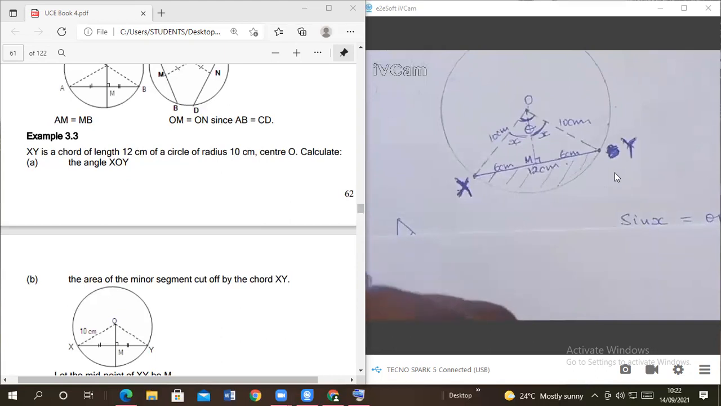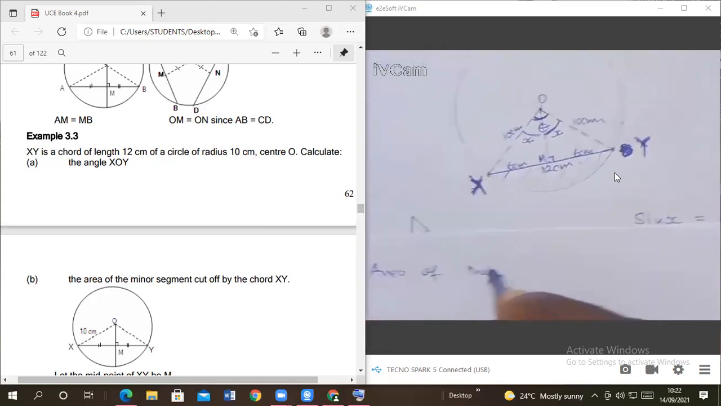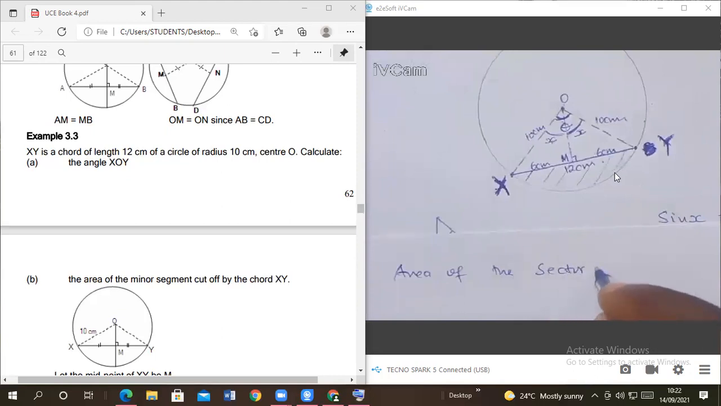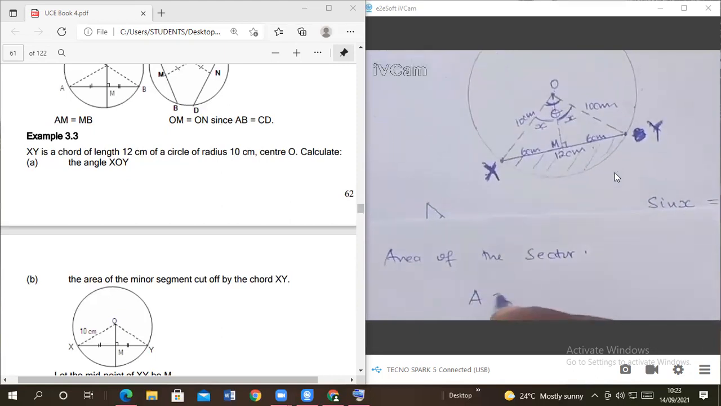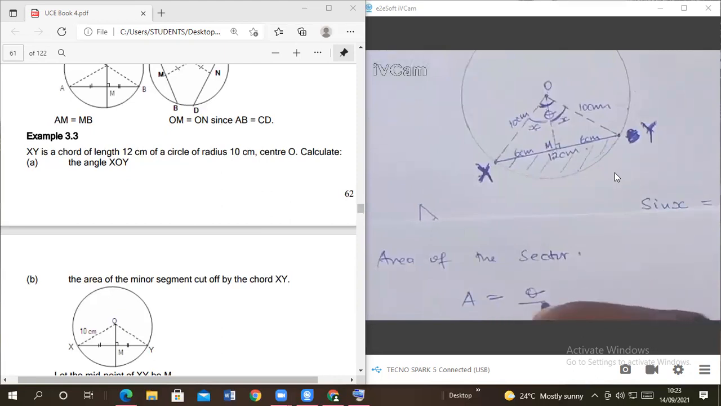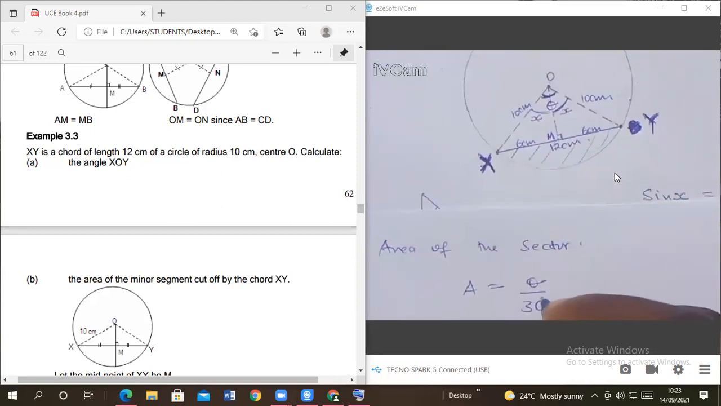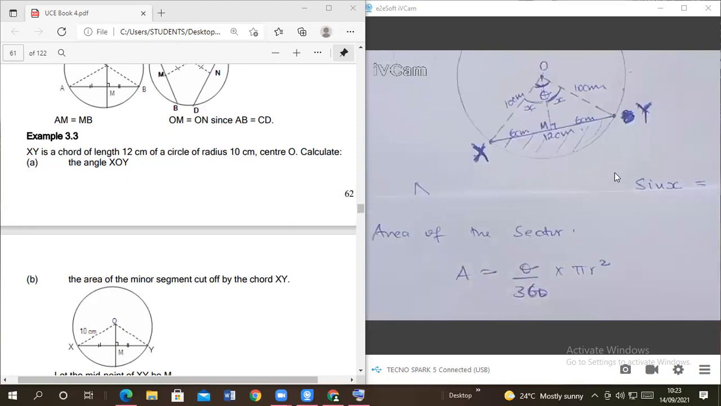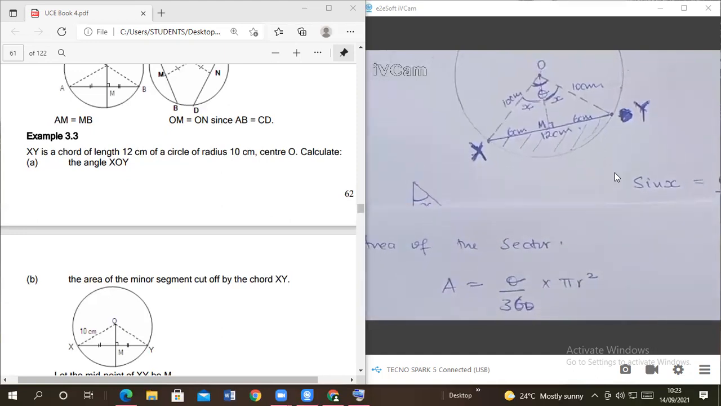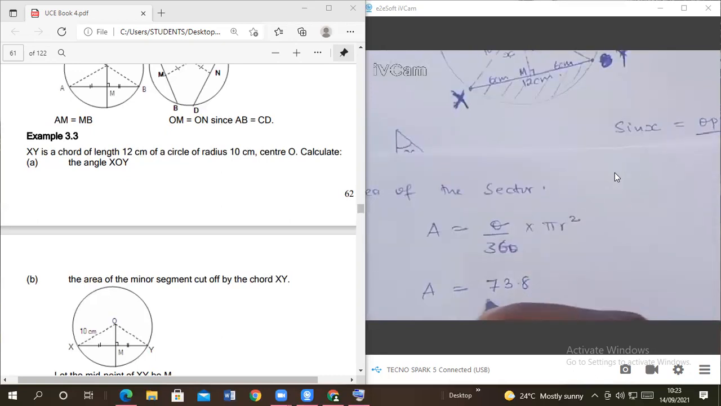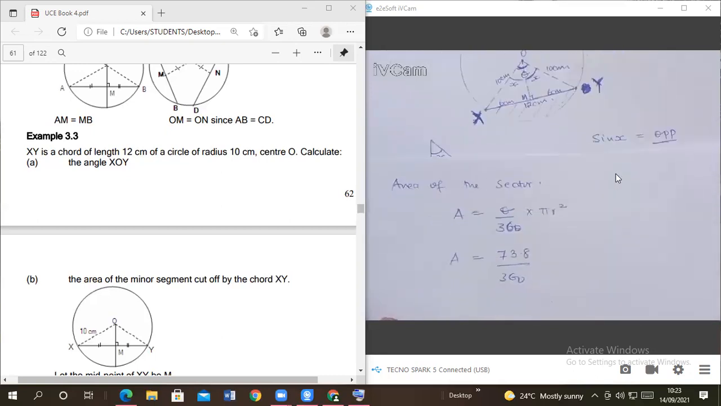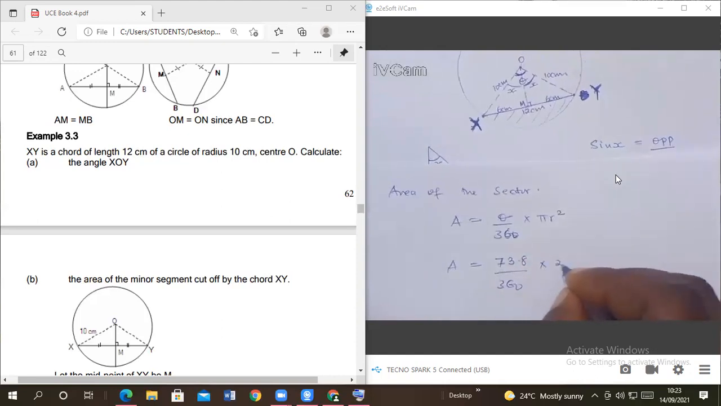So we find the area of the sector. The area of the sector is given by theta out of 360 times pi r squared. So area is equal to 73 point what? 73.8 out of 360 times 22 over 7, then times 10 squared.